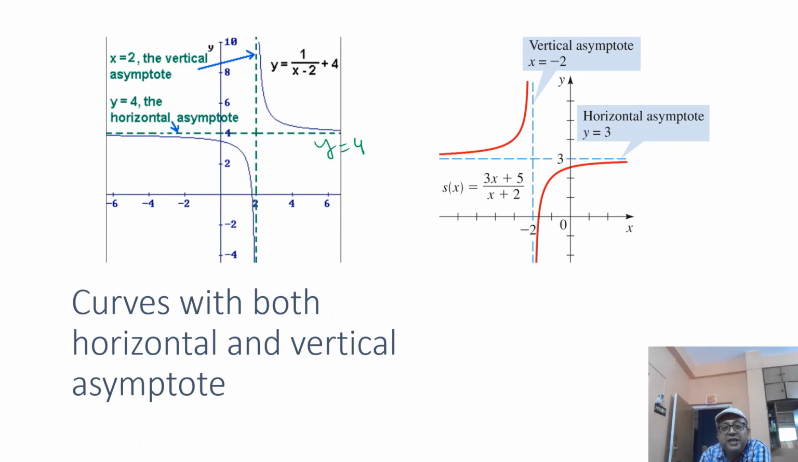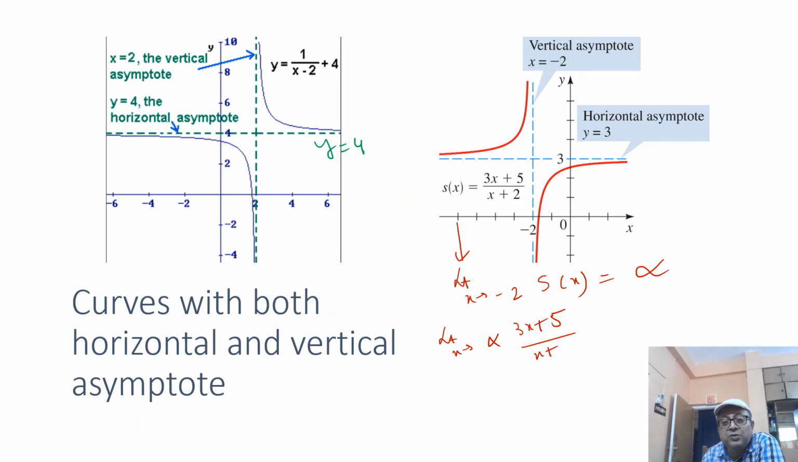This curve also has both horizontal and vertical asymptotes. You can do one experiment: limit x tending to minus 2 of g(x) is going to be infinity, and limit x tending to infinity of 3x plus 5 by x plus 2 will give you the value 3 by 1, that is equal to 3. So this implies that x equal to minus 2 is the vertical asymptote, and y equal to 3 in the second case is going to be the horizontal asymptote. Okay.